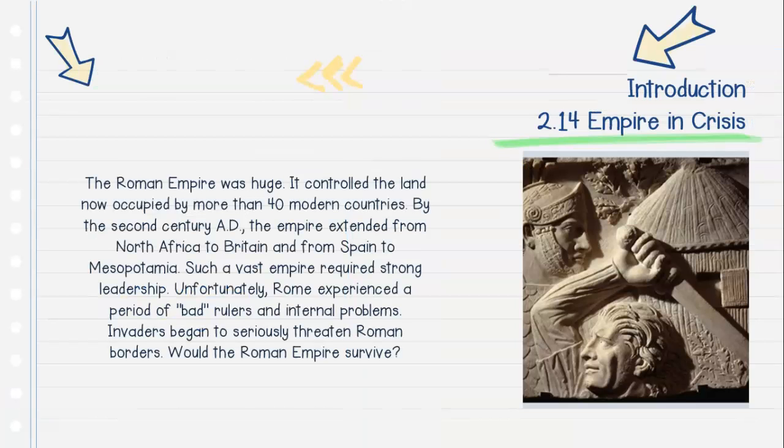Introduction, 2.14, Empire in Crisis. The Roman Empire was huge. It controlled the land now occupied by more than 40 modern countries. By the 2nd century AD, the empire extended from North Africa to Britain and from Spain to Mesopotamia.